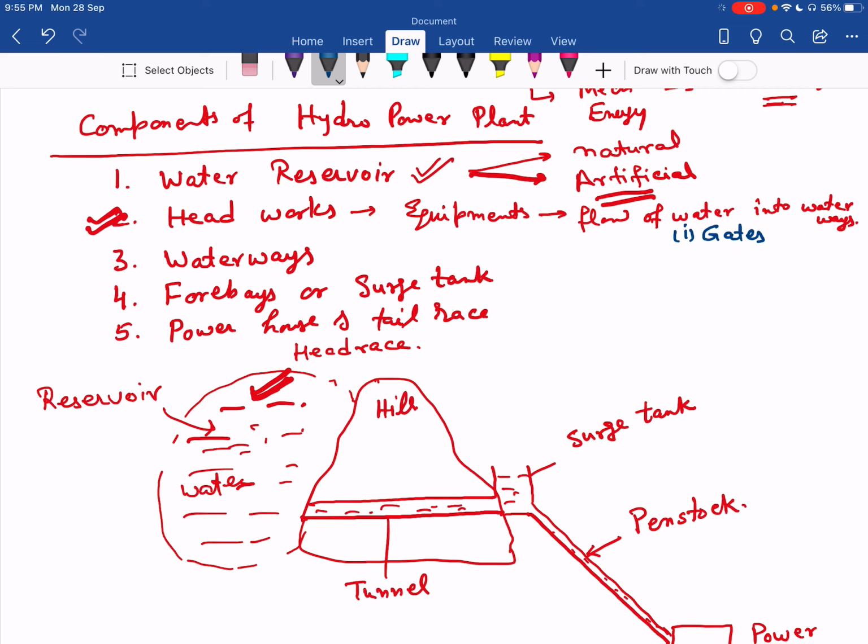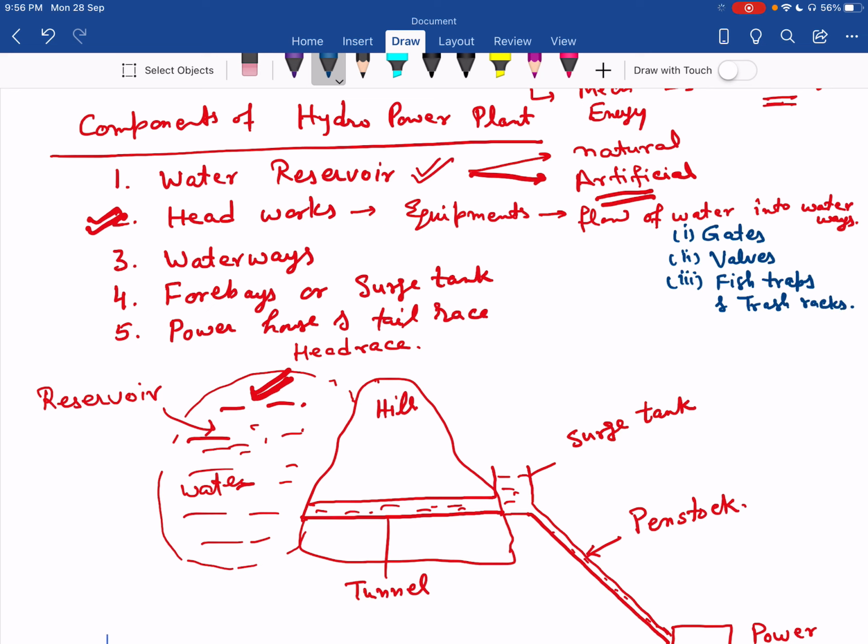The second thing is valves. Different types of valves are used, like butterfly valves and needle valves. And the third thing in the headworks is the fish traps and trash racks.